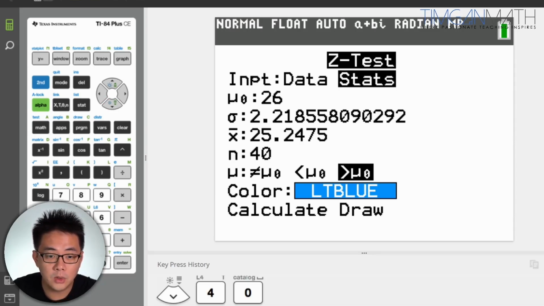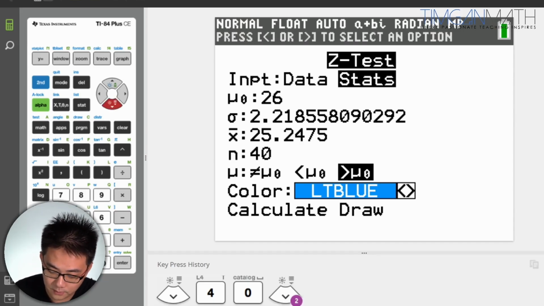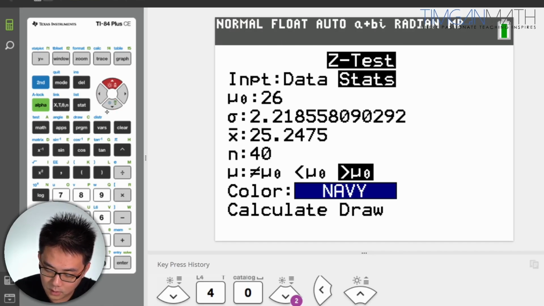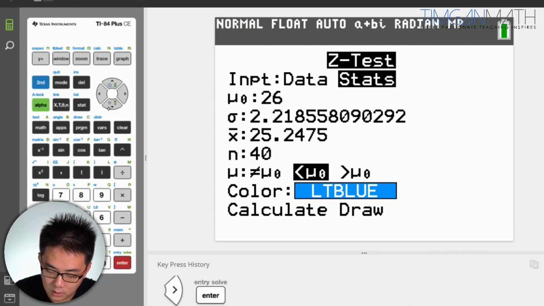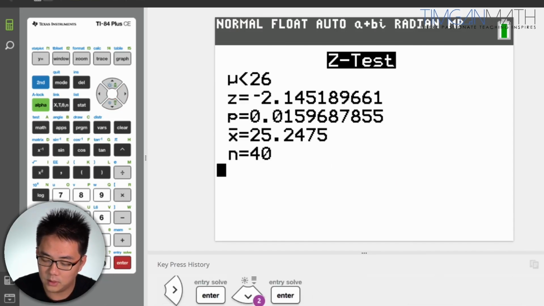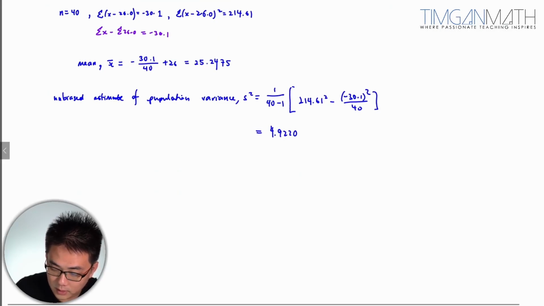Okay, so that's about it. Once that's done, we go to less than, we're looking at less than, and I'm going to draw this out. Calculate it out. So the p-value is 0.15969. This is from the GC.